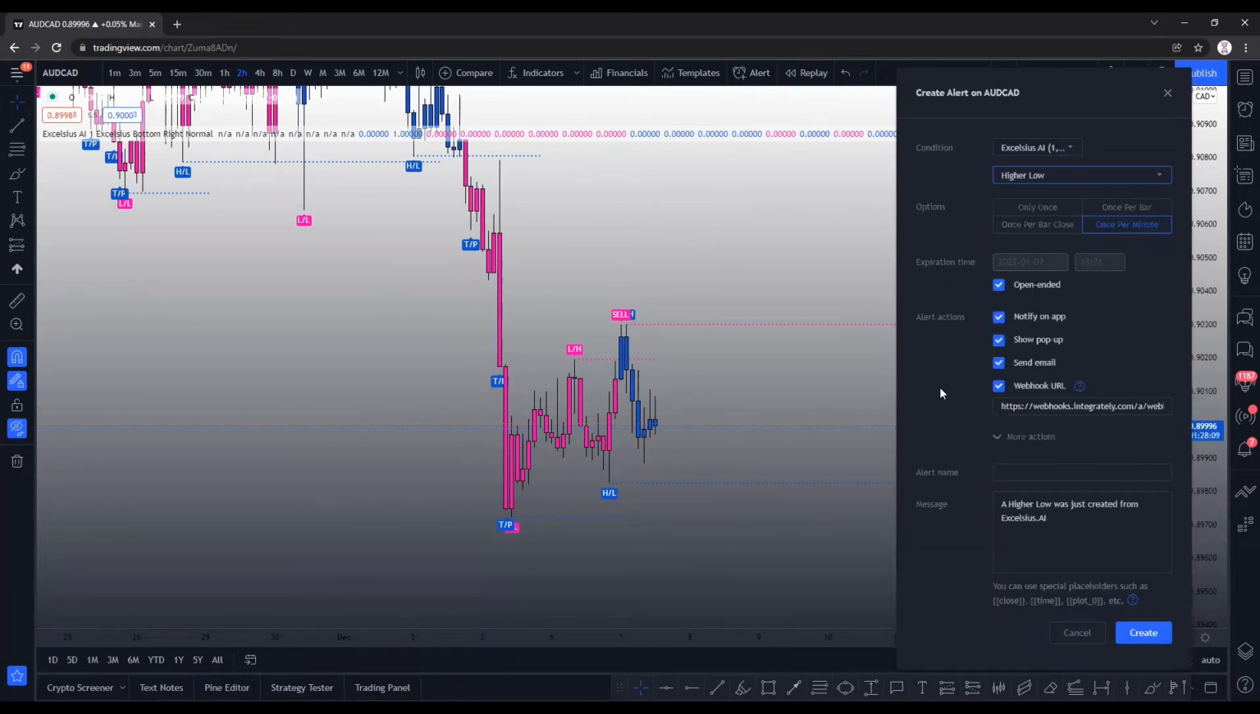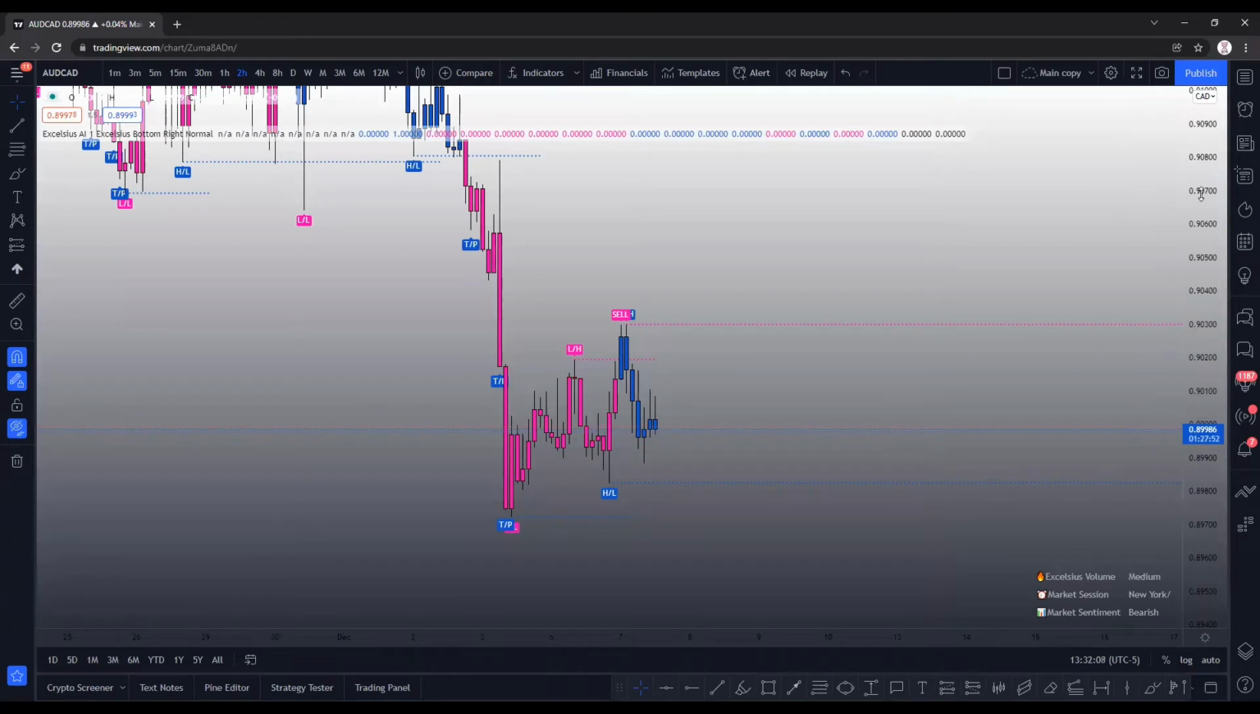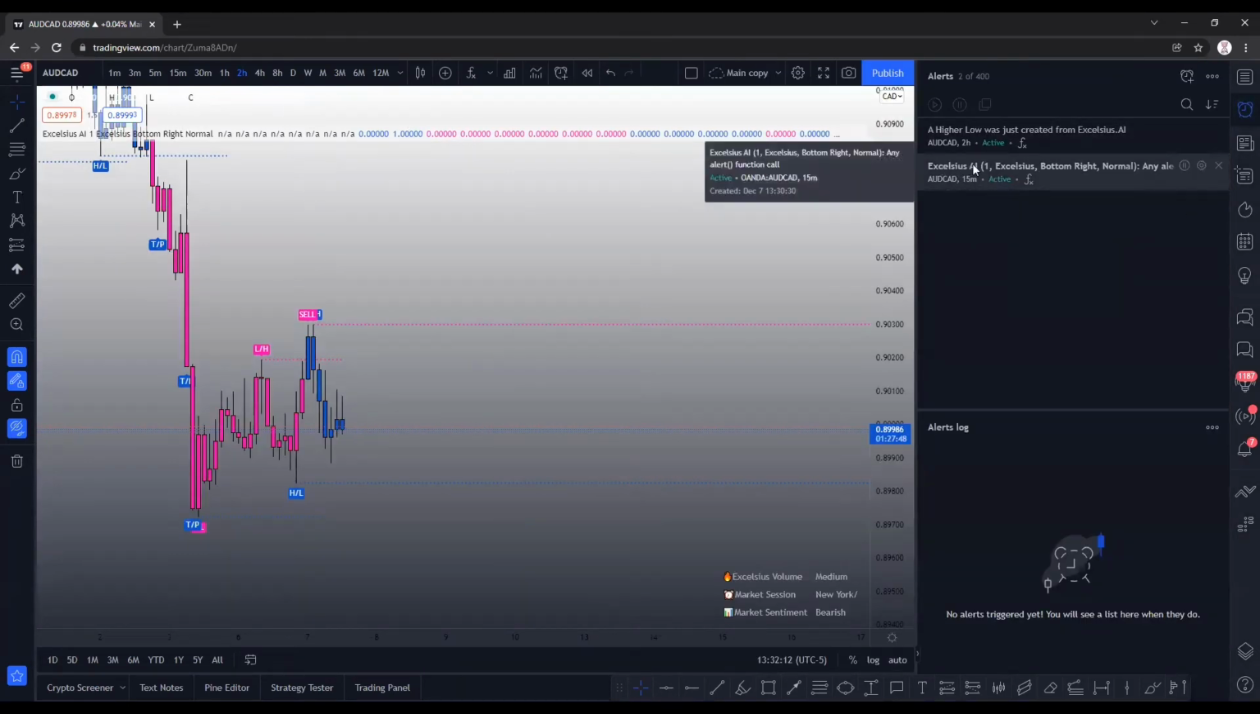And so once that higher low gets broken, then from there, I'm going to be alerted that a higher low is just created, a lower low is just created by Excelsius. And from there, we can expect continuations down. Same concept, and we'll go ahead and create. And from there, once we do go ahead and create, we will then see that our alert function here is set accordingly. And so in this case here, now we have Excelsius, which is on autopilot.